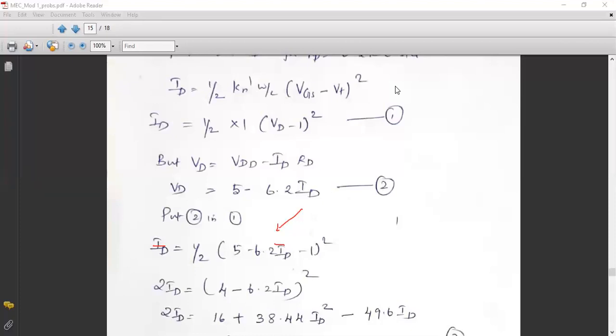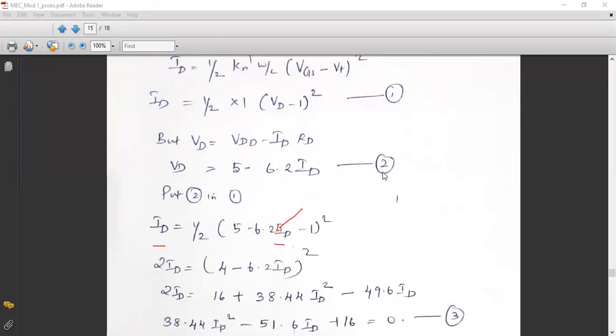Very good. Others? All of you check whether you are getting this equation. The final quadratic equation: 38.4 ID square minus 51.6 ID plus 16 equal to 0. Make use of your calculator, equation mode, enter ABC values. B is negative 51.6. Enter the values and solve for ID.